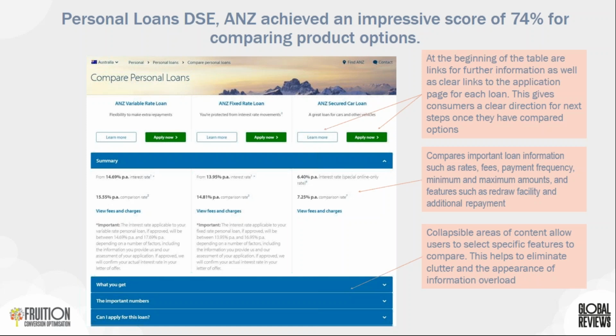So it's not telling me everything, but it's giving me what's important in terms of the summary, and then those collapsible areas of content allow users to select specific features to compare. So it eliminates that clutter. They're using the concertina to manage that data load that a person might experience when they're trying to compare different products.